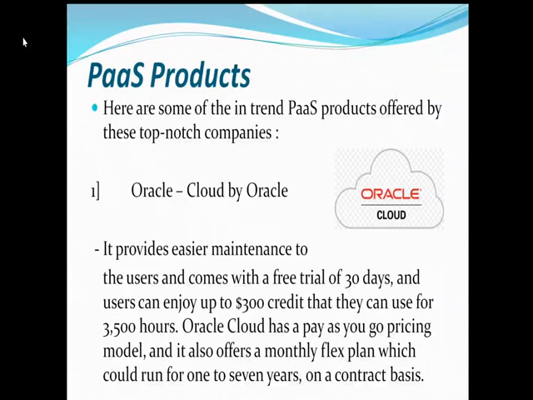First one is Oracle Cloud by Oracle. It provides easier maintenance to the users and comes with a free trial of 30 days, and users can enjoy up to $300 credit that they can use for 3,500 hours. Now, Oracle Cloud has a pay-as-you-go pricing model, and it also offers a monthly flex plan which could run for 1 to 7 years on a contract basis.